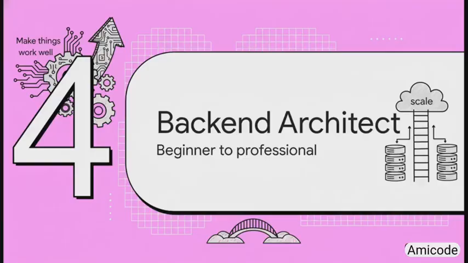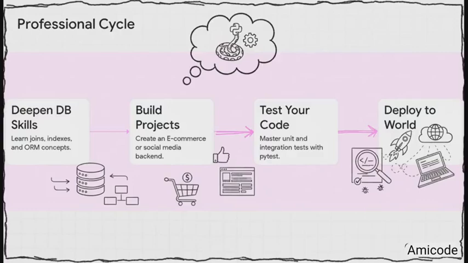Speaking of professional, that brings us right into Phase 4, becoming a backend architect. This is where you level up. It's the leap from just being a beginner to thinking like a pro. So, what does that look like? Well, first, you go deeper on your database skills, learn about joins, indexes, that kind of thing.